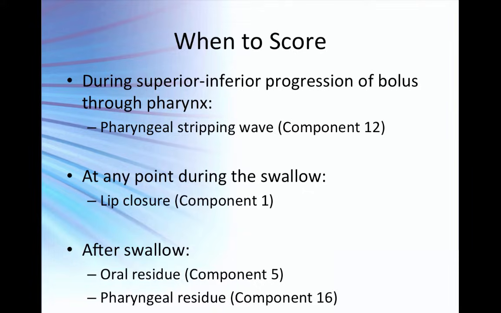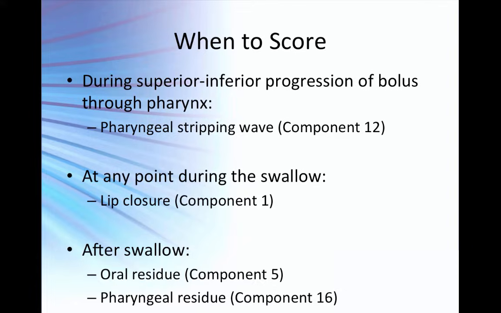So you should start to see, in a normal circumstance, a thickening of the posterior pharyngeal wall superiorly, and then the middle constrictors engage, and so the thickening progresses to the mid-pharynx all the way to the inferior constrictor.